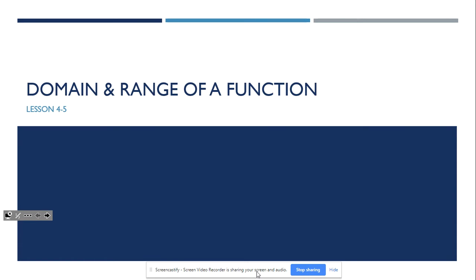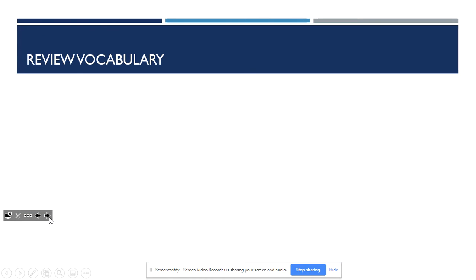This is lesson 4-5, domain and range of a function. So here we have some review vocabulary for things that we've talked about throughout the unit.